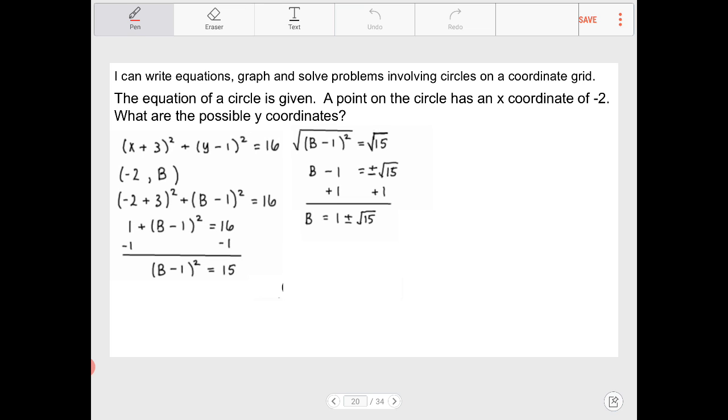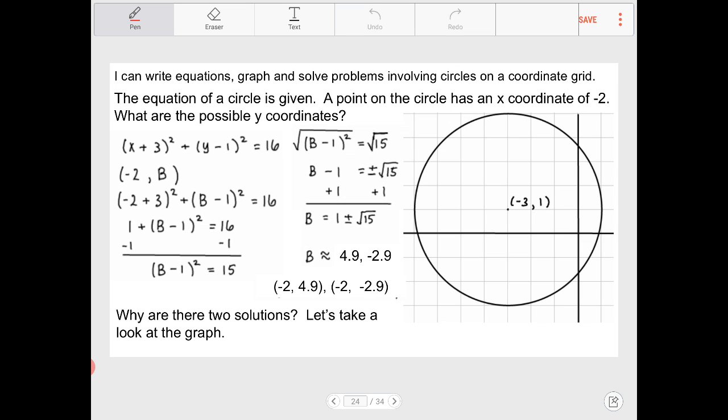And this makes sense, because if I draw out the circle, which you are not asked to do, however, for visual reference and for better understanding, I'm going to draw it out. We have a circle. We have an x-coordinate of -2, which is going to be right here and right there. It makes sense that the y-coordinate would be close to 5 or close to -3, which is exactly what we have. We have two coordinates.